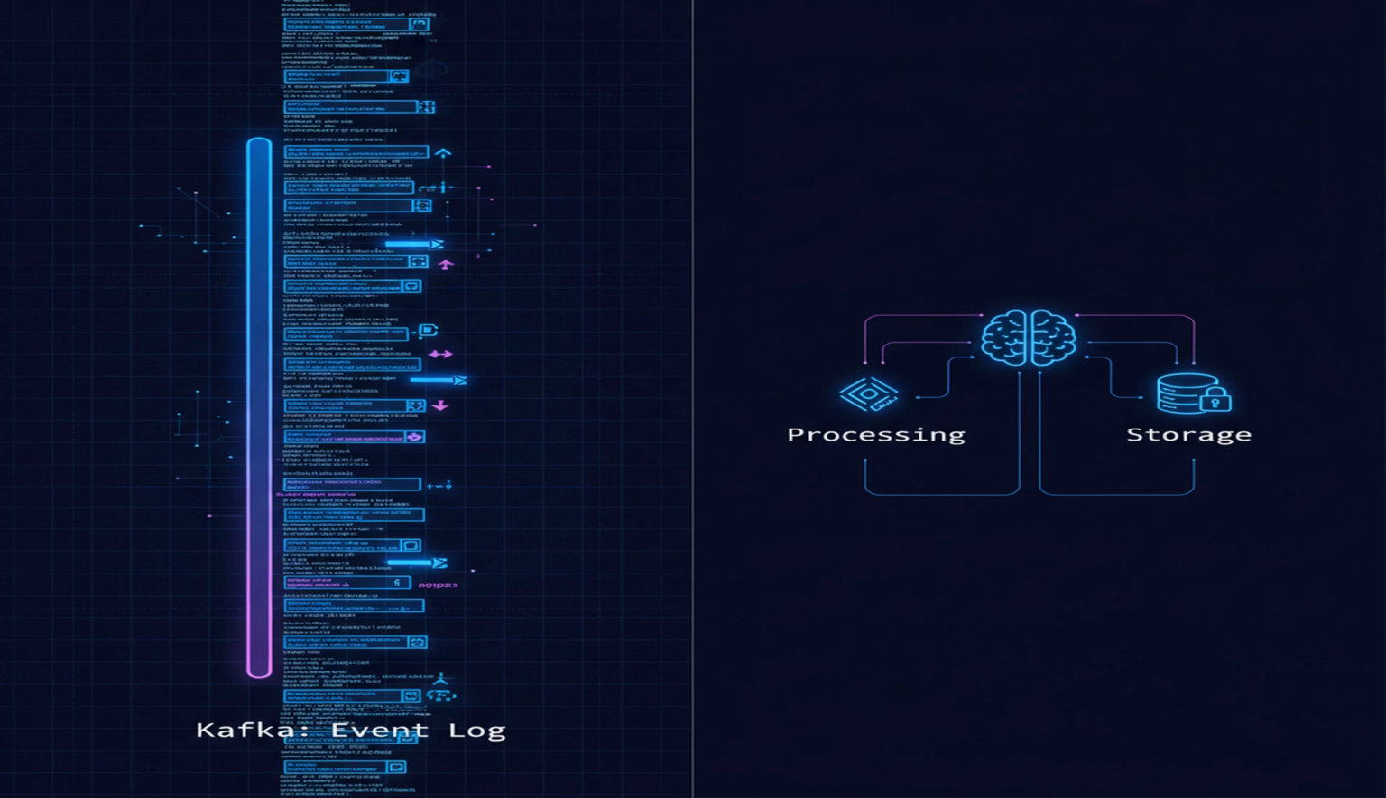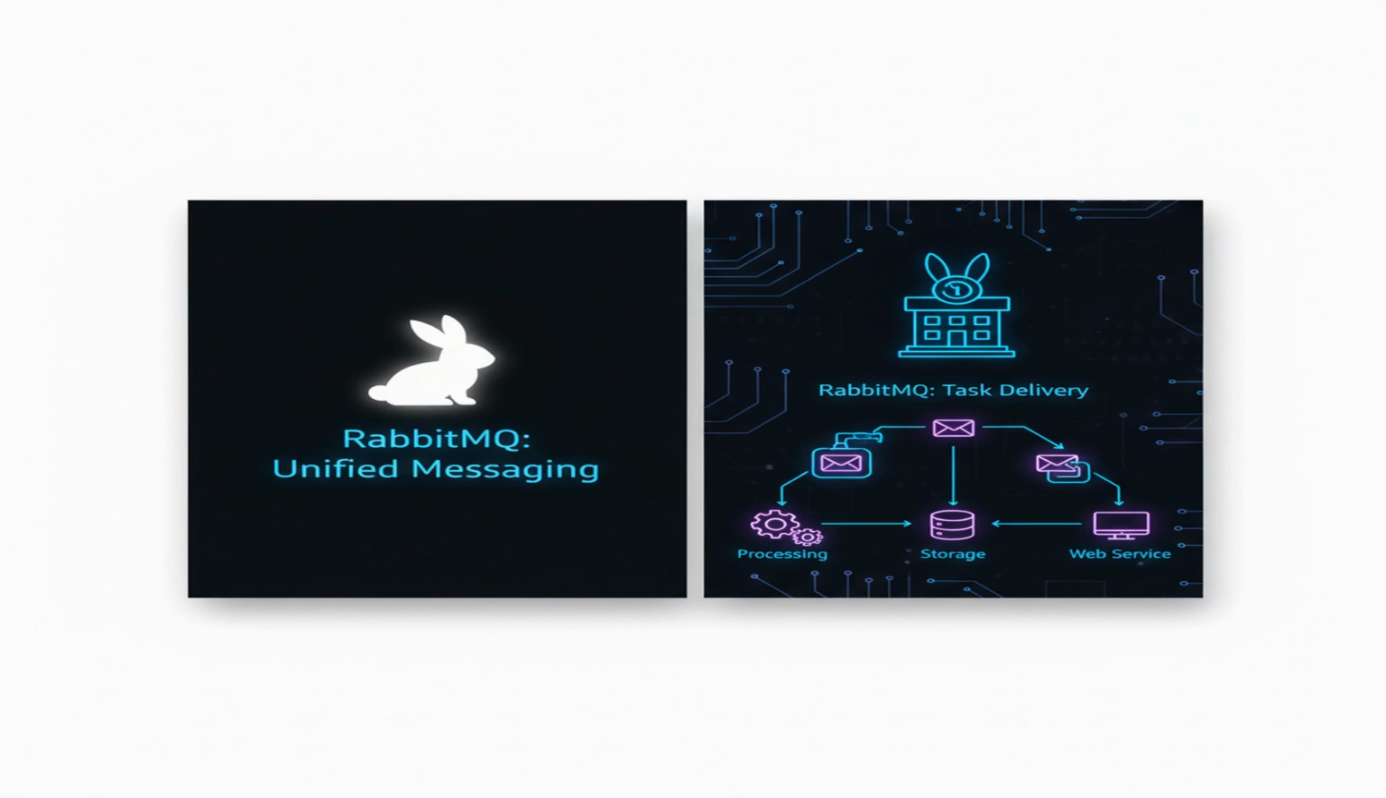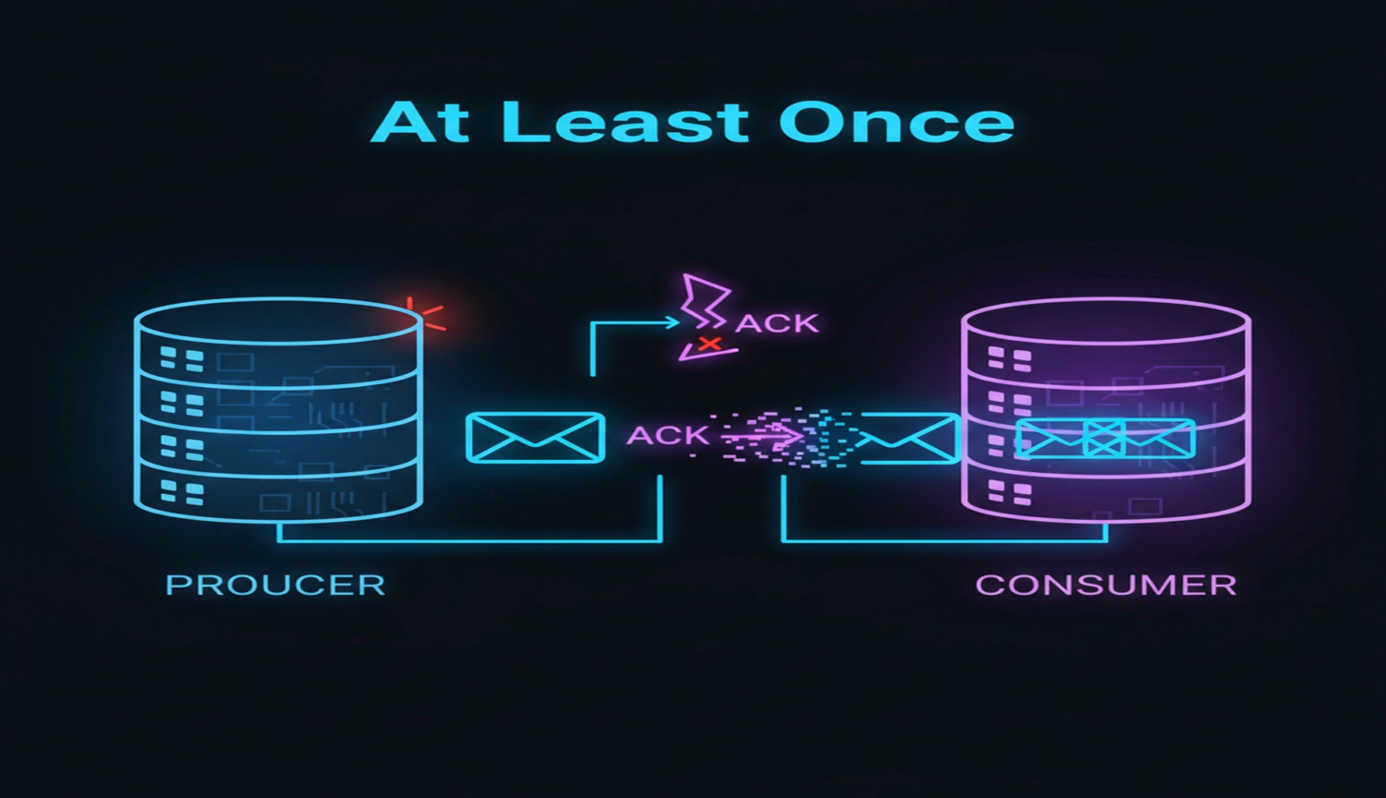Comparing them directly, Kafka is stream-oriented. It excels in high-volume, ordered event streaming and log aggregation, acting like a distributed, persistent commit log. RabbitMQ is a traditional message broker. It's ideal for distributing tasks among workers, complex routing, and inter-service communication in a microservices architecture.